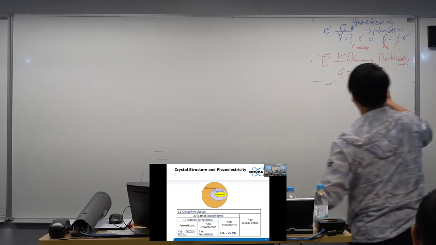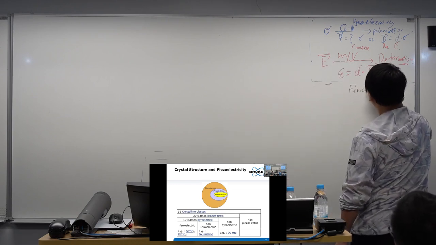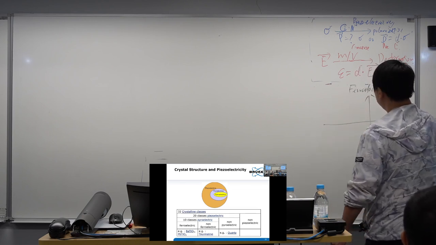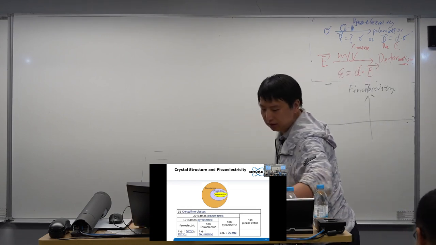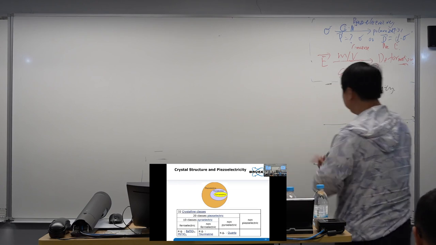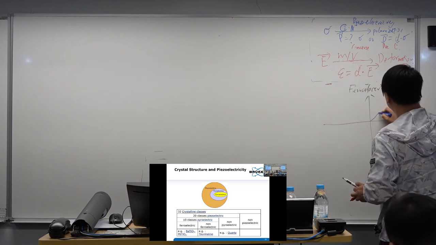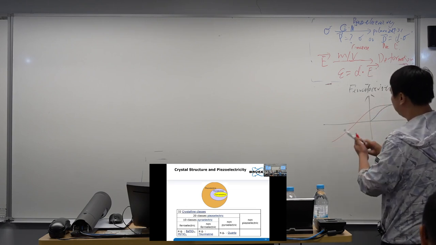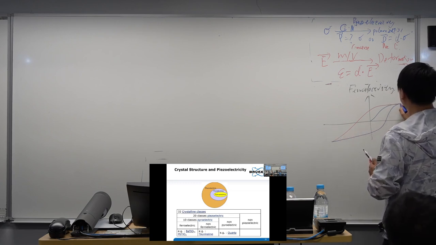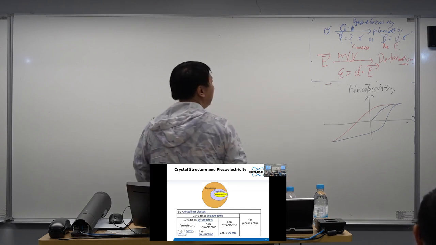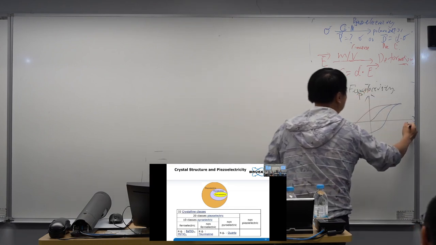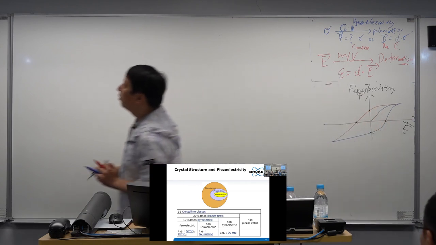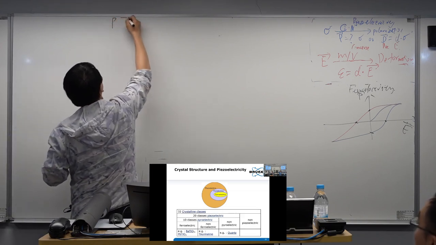So the piezo effect, the ferroelectricity, it has the hysteresis loops. Okay, that's the key idea today. It's the P, it's the E, that's the coercivity, that's the intrinsic. Okay, so finally we can go to the PFM.